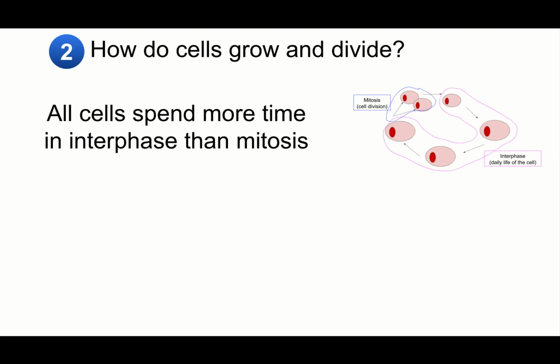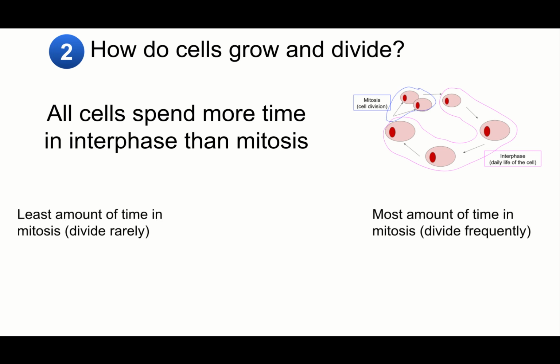We can organize cells by how frequently they divide, by the amount of time they spend in mitosis, from least amount in mitosis to most amount of time spent in mitosis. Least amount of divisions, or dividing very rarely, to most amount of divisions, fastest divisions, most frequent divisions. For example, nerve cells never divide. Your nerve cells finish dividing before you are born, and then they might be making connections still once you're out of the womb, but they are not dividing anymore.